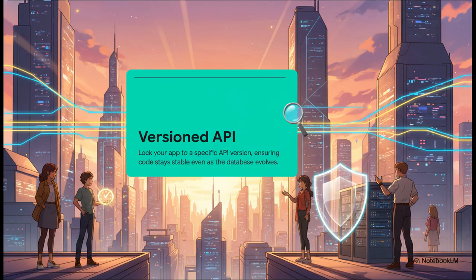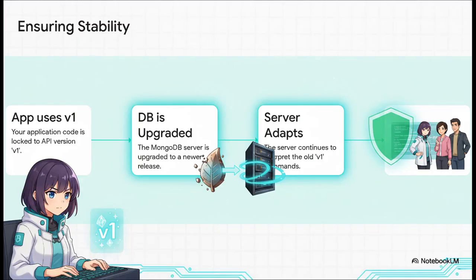You can basically tell your application, hey, you're going to speak version 1 of the MongoDB API. Then, even if you upgrade your database server to a new version that speaks, say, version 2 or version 3, that server makes a promise that it will still understand and correctly run all your old version 1 commands. Let's just walk through this because it is so important.